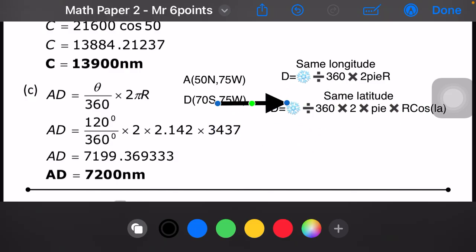I repeat myself: when they ask you to find the length, just identify the key terms in the question. Key terms: I ask you to find length. You're going to use this formula without this part. But when you actually find distance, you're going to use the whole formula if you have the same latitudes. But if you have the same longitude, you use this formula here. So hope that is clear. Let's look at the question now.